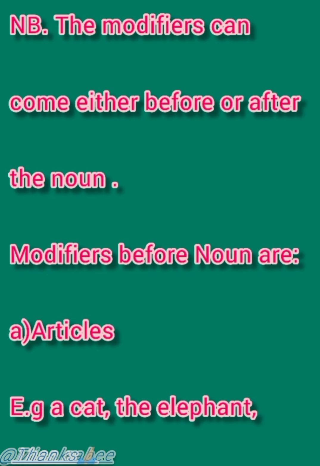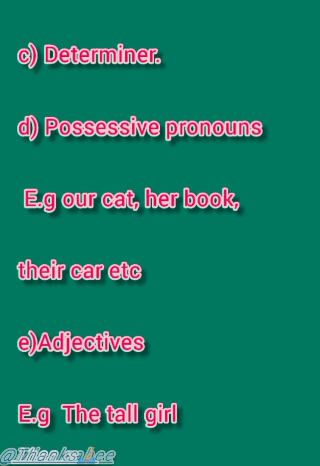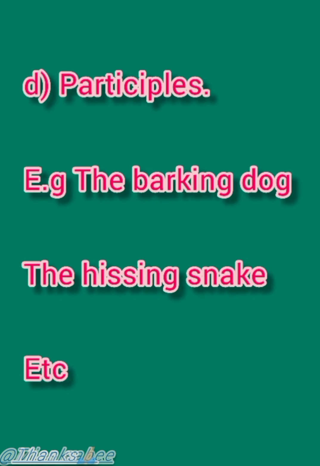Now, looking at the modifiers that come before a noun, we have the articles, we have the possessive nouns, and we have examples listed here. We have the determiner, the possessive pronouns, we have adjectives. All these are modifiers that come before the noun. And lastly, guys, we have the participles. And sorry, it's not supposed to be D, it is E. Participles, and we have examples here. Participles are part of the modifiers that come before the nouns.